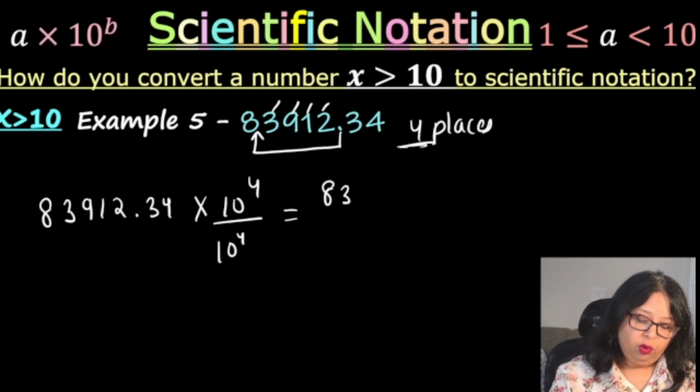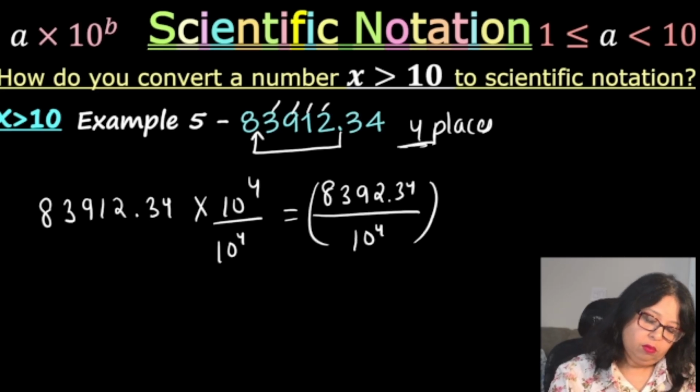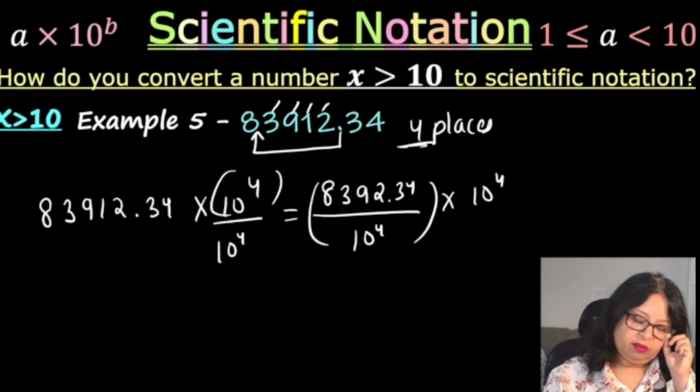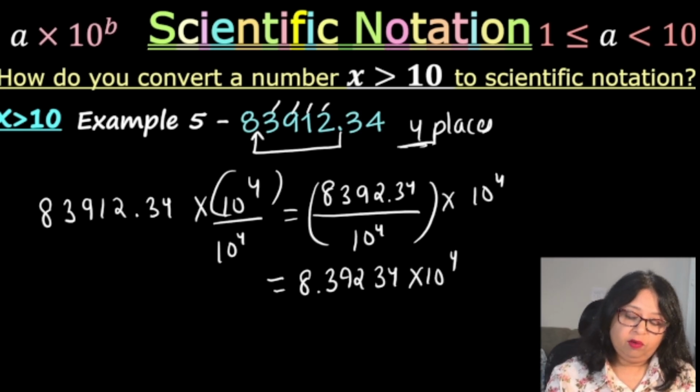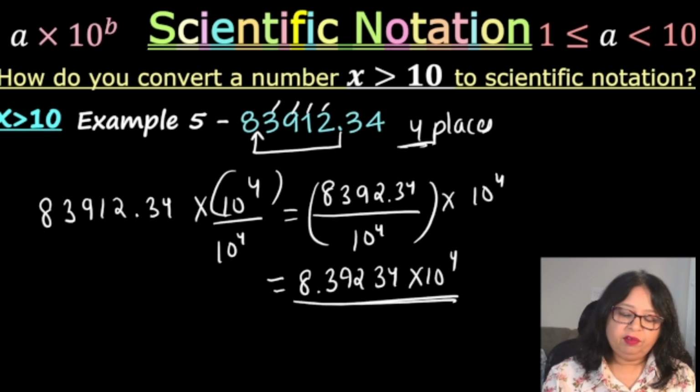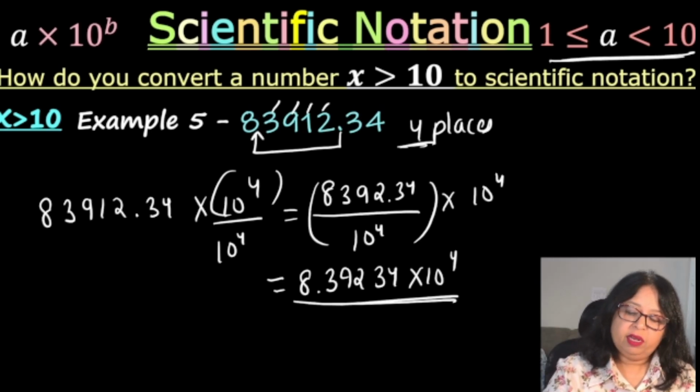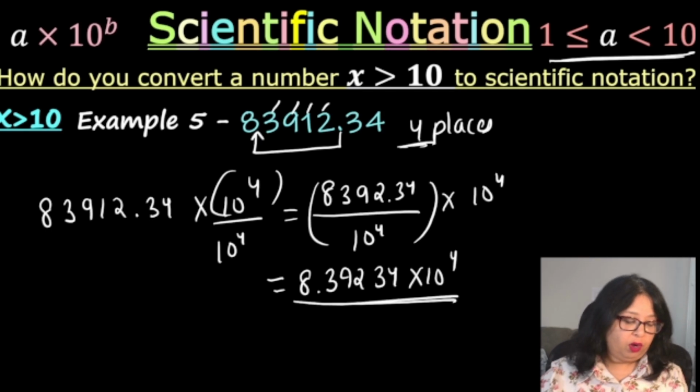So we are going to use the 10 to the power 4 at the bottom, and this 10 to the power 4 at the top just stays as is. This division gives us 8.39234. Did I say point again? 8.39234 times 10 to the power 4. There, the number is now written in scientific notation. A lies within this range. A is 8.39234 and B is equal to 4.